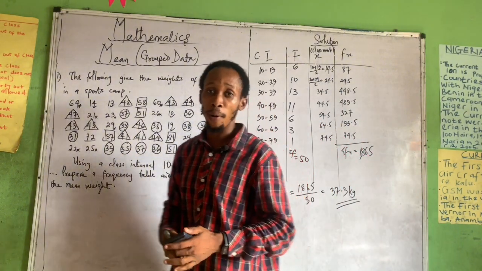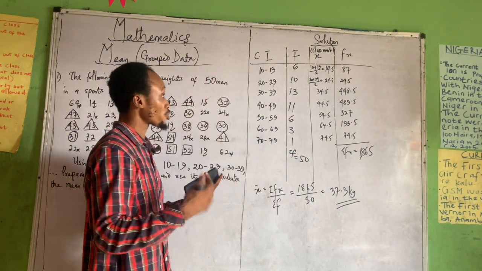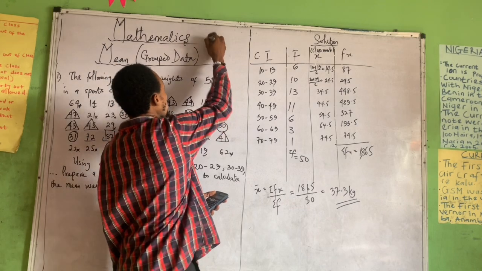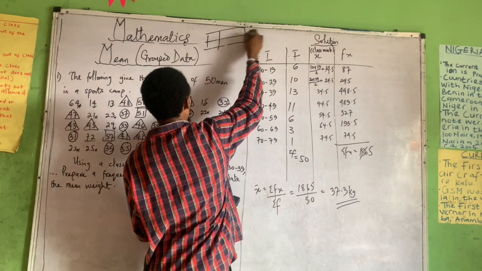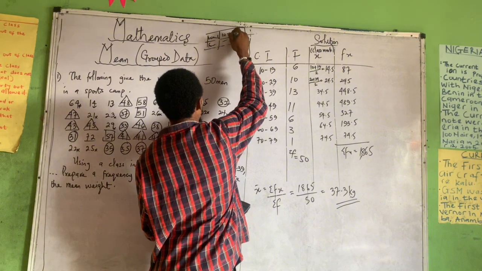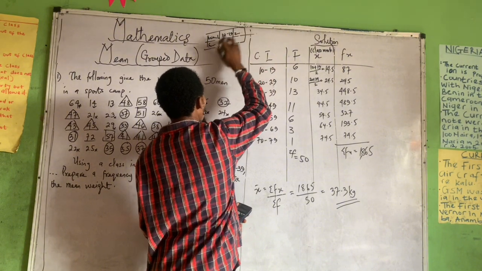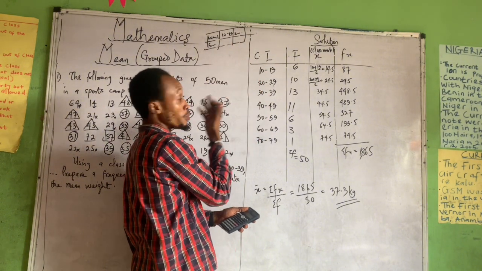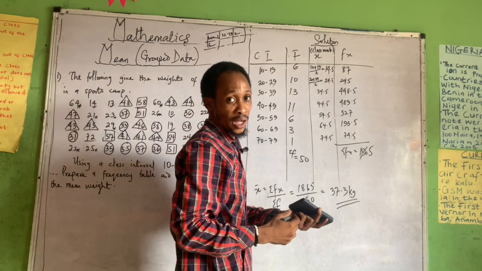That is all about the mean of grouped data. Sometimes you might even be given the table directly. So instead of you looking for it, you might be given, let's say, weight and frequency. So you are just given 10 to 19, 20 to 29, and so on. In this case, you don't need to start looking for the frequency. Just draw your table and then get your answer.